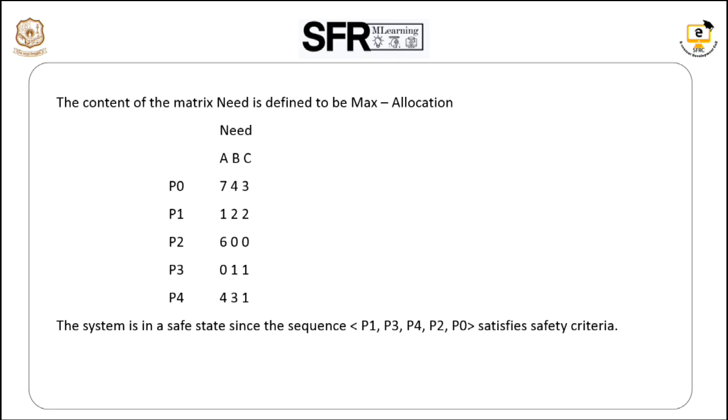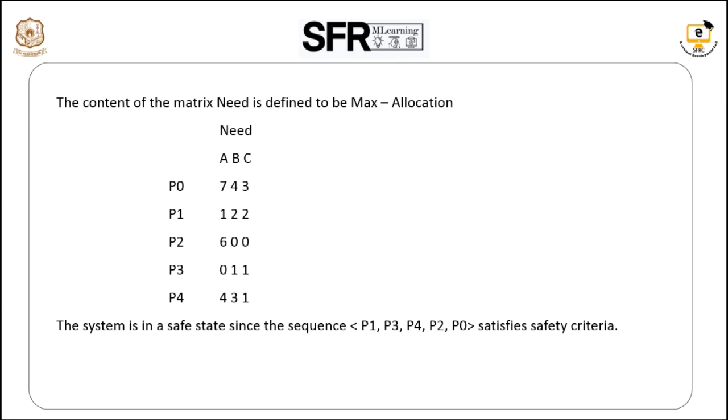Next we check P4, which can be allocated because the available value is greater than the P4 need. Next we find the allocation, which has the value 4, 3, 3, and the available value 3, 1, 2. After the completion of the job P4, it releases its resources, then the available becomes 7, 4, 5.